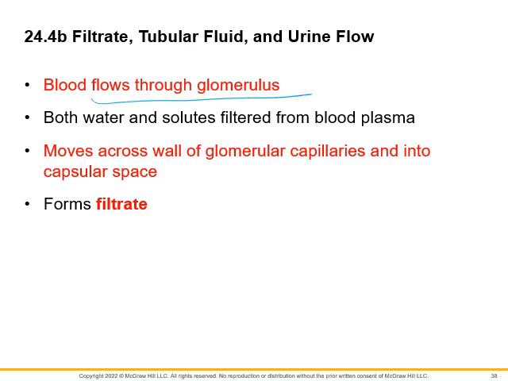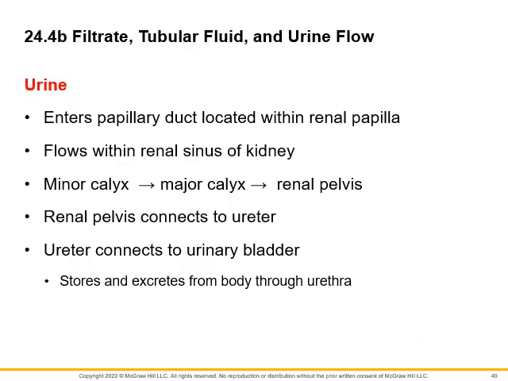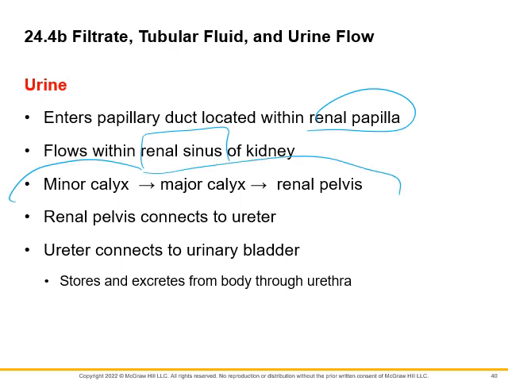So blood flows through the glomerulus. It forms filtrate. It's going to flow from the glomerulus to the proximal convoluted tubule, nephron loop, distal convoluted tubule, collecting duct, renal papilla, now called urine. After the renal papilla, we enter the renal sinus. Remember, it's all these structures. So from the renal papilla, we now go minor, major, renal pelvis, ureter, ureter, bladder, urethra.